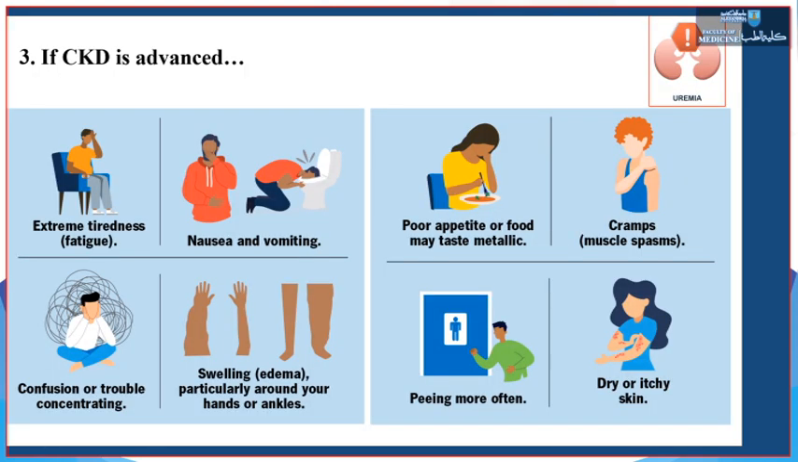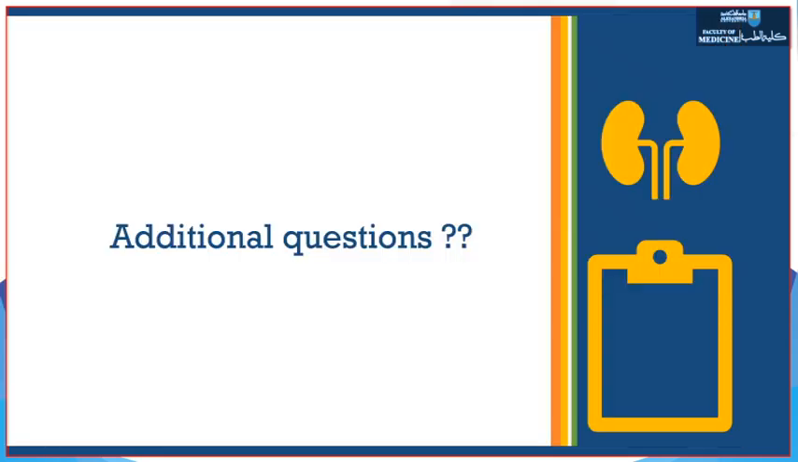If CKD is advanced, the effect of uremia will greatly impact the patient, and the patient will present with extreme fatigue, nausea, vomiting, poor appetite, muscle cramps, altered mental status with confusion or trouble concentrating, swelling, and dry or itchy skin. What are the additional questions you have to pose to the patient?